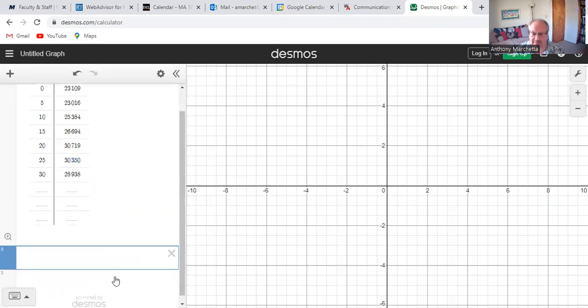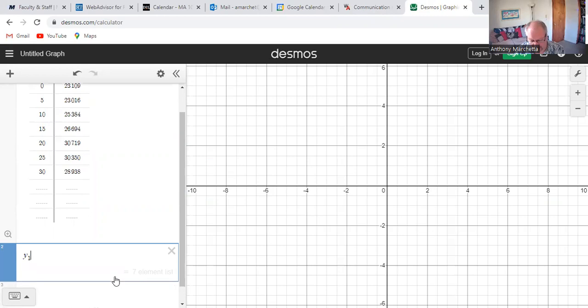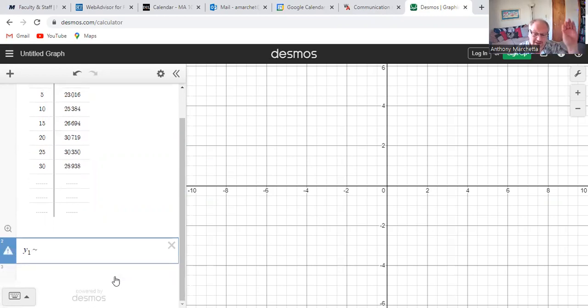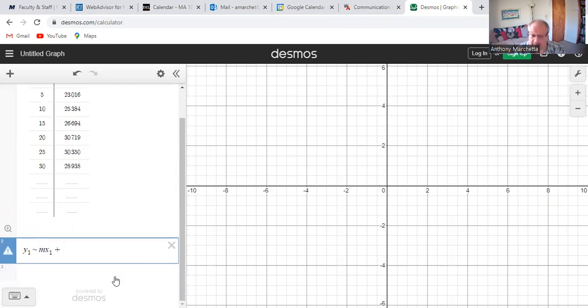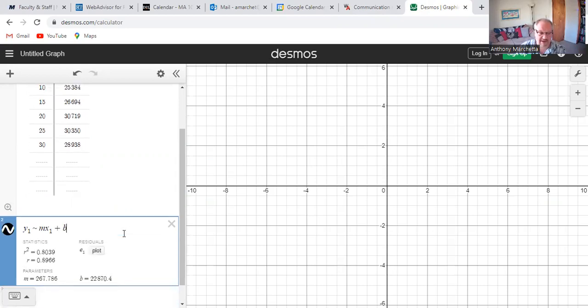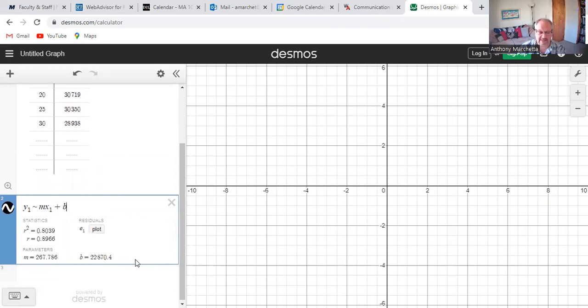So now let's go ahead and type in here our syntax. Y1 is going to be similar to, remember that tilde that's on the left of the one up there, okay? The parameter m, and then x1 plus, and then the parameter b, representing the intercept. So m is our slope, b is the intercept. As you can see, this is a very complicated looking expression here. It's going to be y equals 267.786 x plus 2870.4.